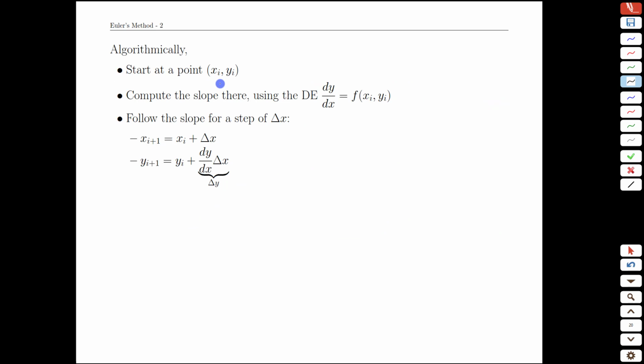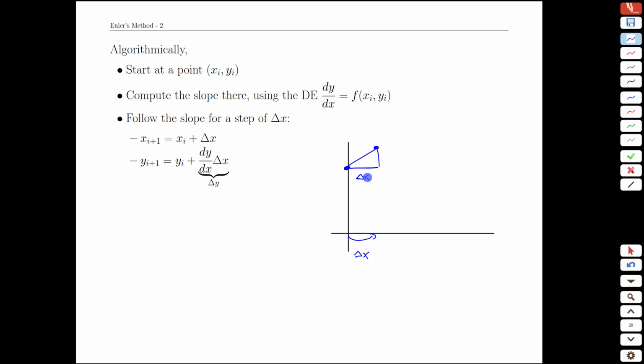Here's the algorithm of the process. We have a starting point, we compute the slope, and then we follow the slope for one step, delta x. Again, a common theme. Start here, and then we fix the step size from left to right. The interesting part, or the new part, is how we would compute the vertical distance. How do we know where we are here?